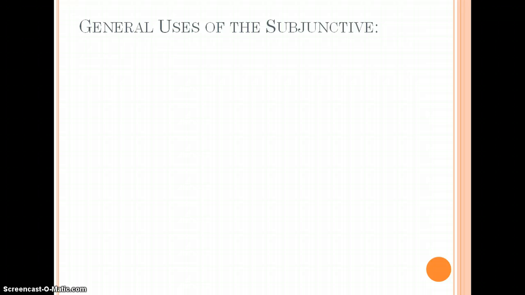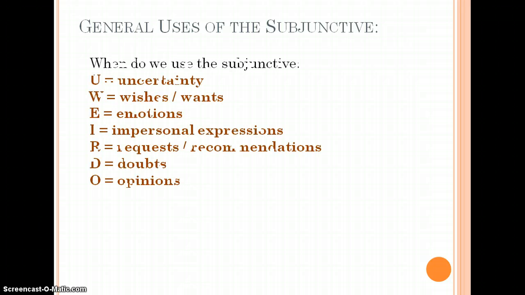Here are some of the general uses of the subjunctive. This is the WEIRDO acronym, and I will talk more about this, especially in the next few vodcasts. But when do we use the subjunctive? When our independent clause shows or expresses uncertainty, wishes or wants, emotions, impersonal expressions, requests or recommendations, doubts, or opinions.